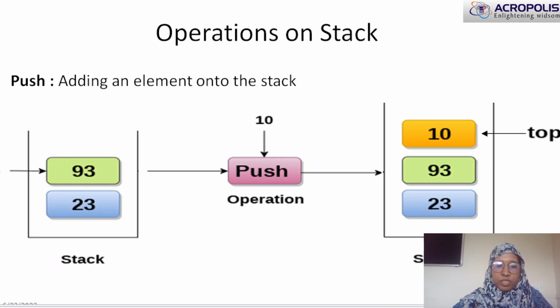The first operation we perform on the stack is the push operation. Push means adding an element on the stack. The leftmost figure shows the stack in which two elements are there, 23 and 93. 93 is the second element of the stack, which we call the top of the stack. If we want to add the element 10 in this leftmost stack, then we will insert this element from the top of the stack, as we told that insertion and deletion can both be performed from only one end of the stack, that is the top of the stack. So 10 is inserted at the topmost position of the stack as the figure depicts.